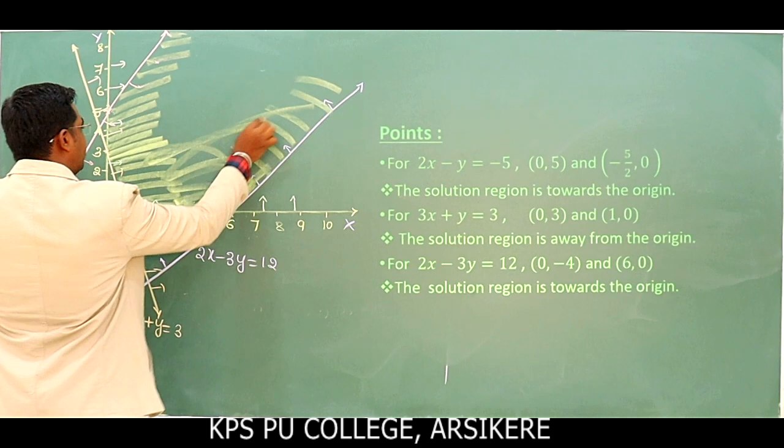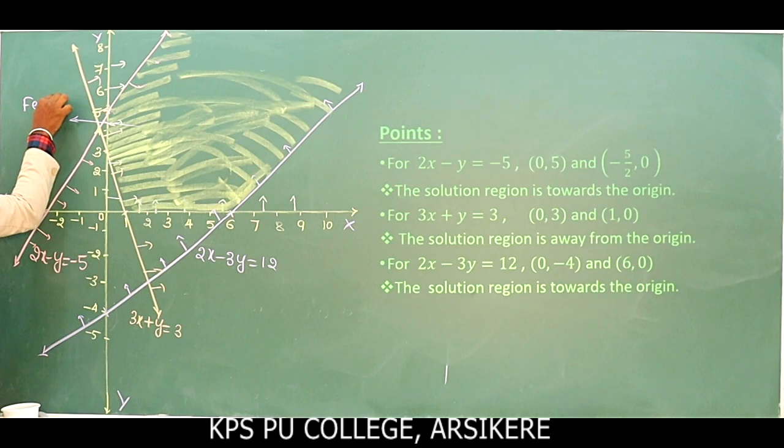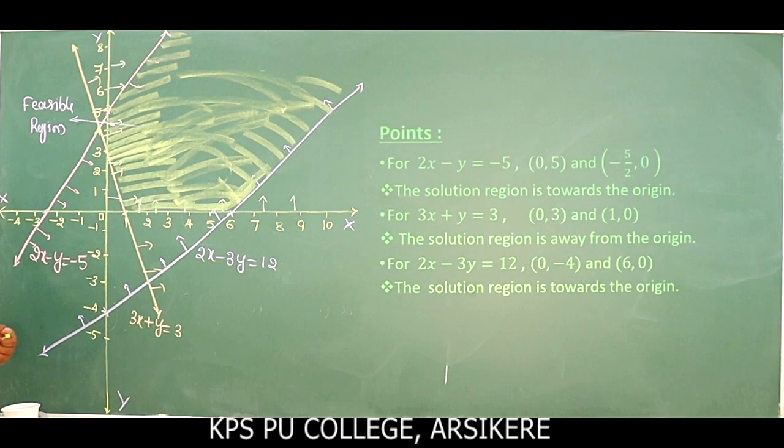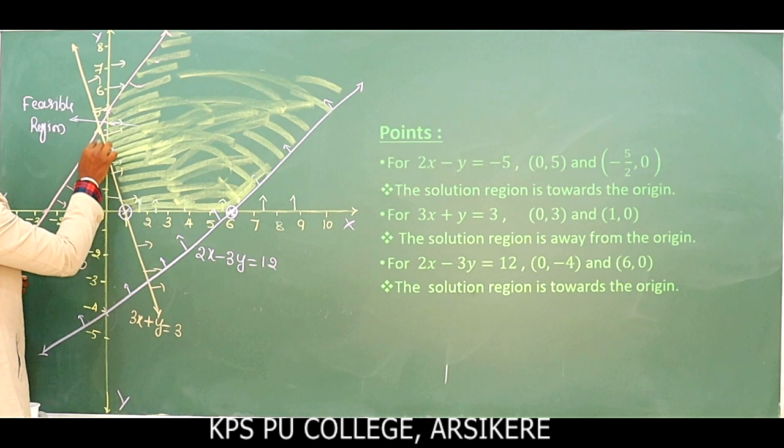So we call this region the feasible region. This is the feasible region; I'll write here: feasible region. Once you obtain the feasible region, what is the next method? Find the corner points. Here we have one point, another point, and another point, and here another point. So in total we have 4 points.